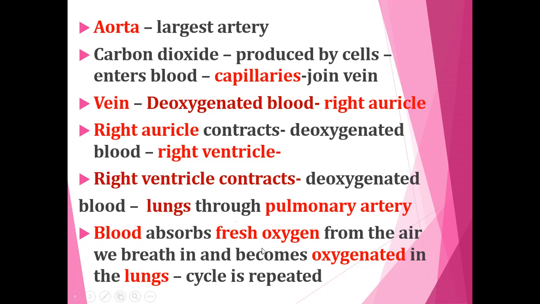Blood absorbs fresh oxygen from the air we breathe in and becomes oxygenated in the lungs. So the cycle is repeated. When we breathe in, the blood again absorbs fresh oxygen and becomes oxygenated in the lungs. Again from the lungs it passes into the heart, and from the heart to all organs, and again deoxygenation occurs. So the cycle is repeated.